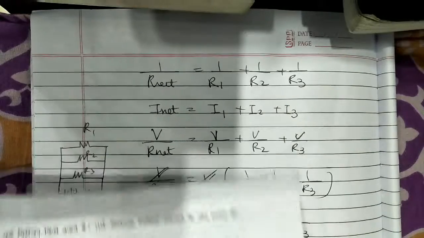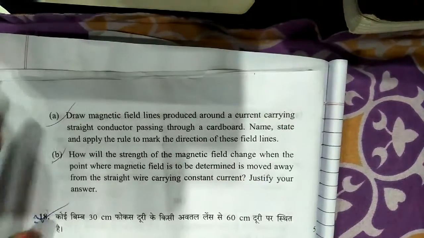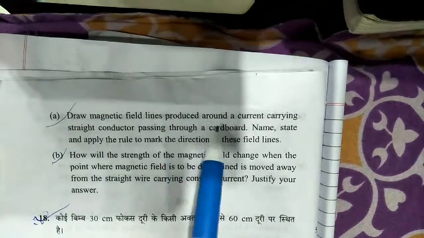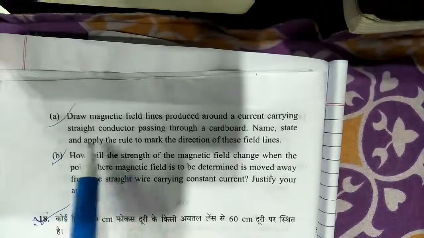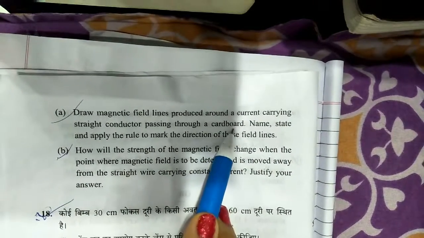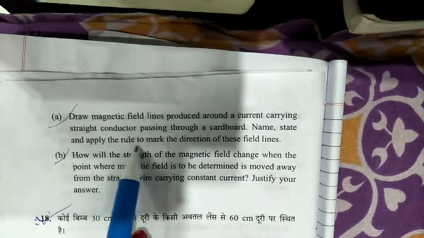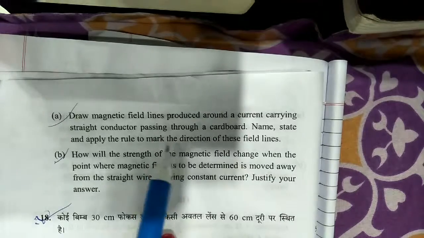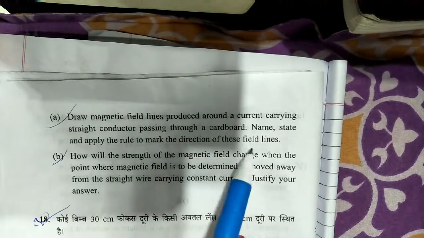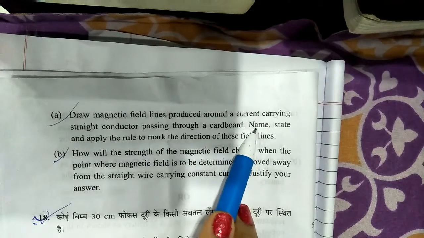Now next question. Question number 17. Draw magnetic field lines produced around a current carrying straight conductor passing through a cardboard. This is given in our NCERT book. Then name, state and apply the rule to mark the direction of these field lines. The name of the rule is right hand thumb rule.